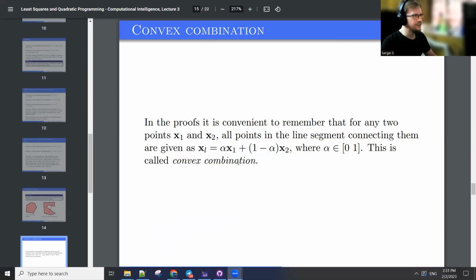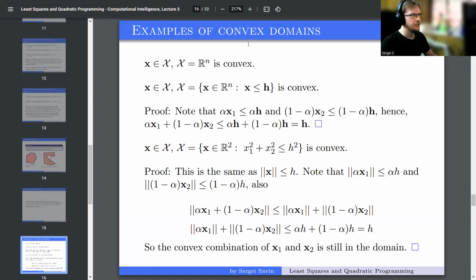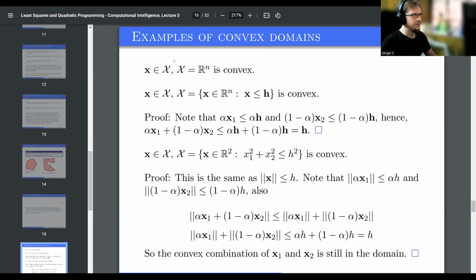Now let us see some examples of convex domains. So for example, if X is Rn, that is convex. So Rn, space of vectors, n-dimensional vectors, is a convex domain. How do you prove it? Well, you can say that any linear combination of two n-dimensional vectors is an n-dimensional vector, so it is inside the domain. So you can prove that this is convex.